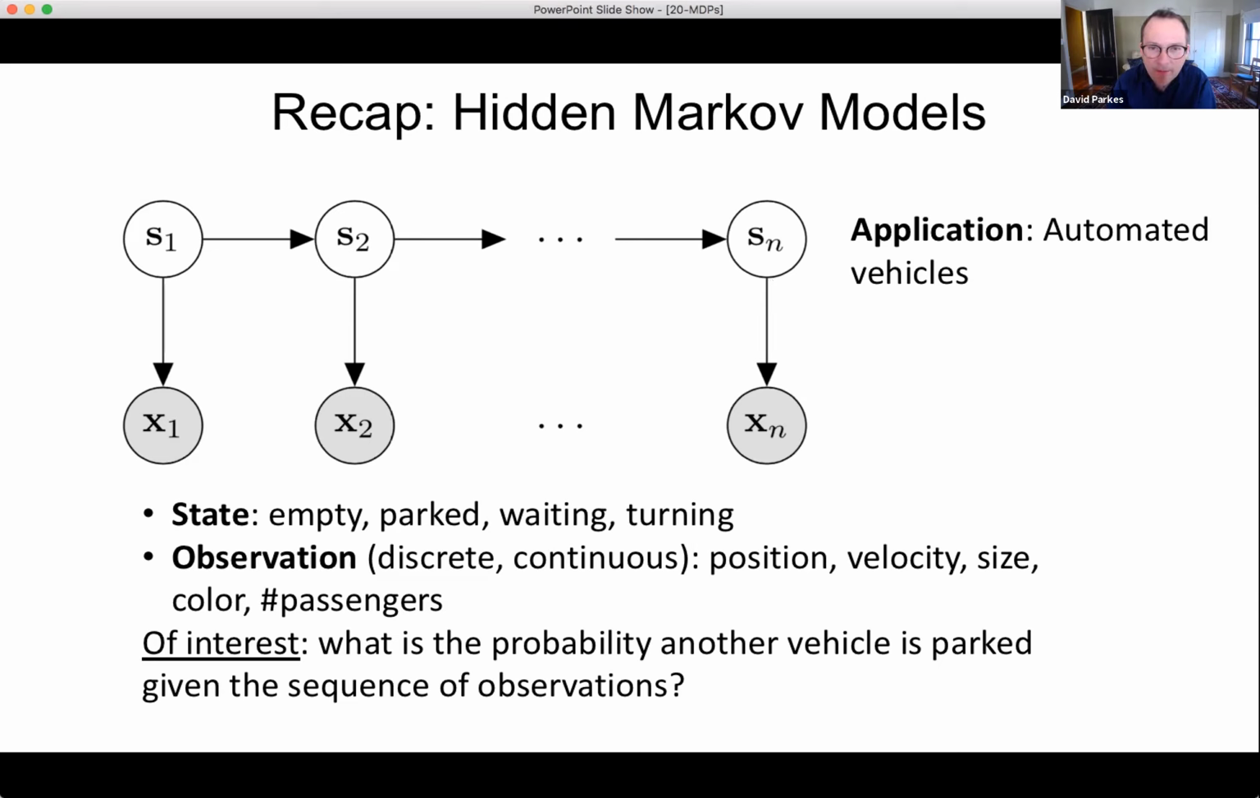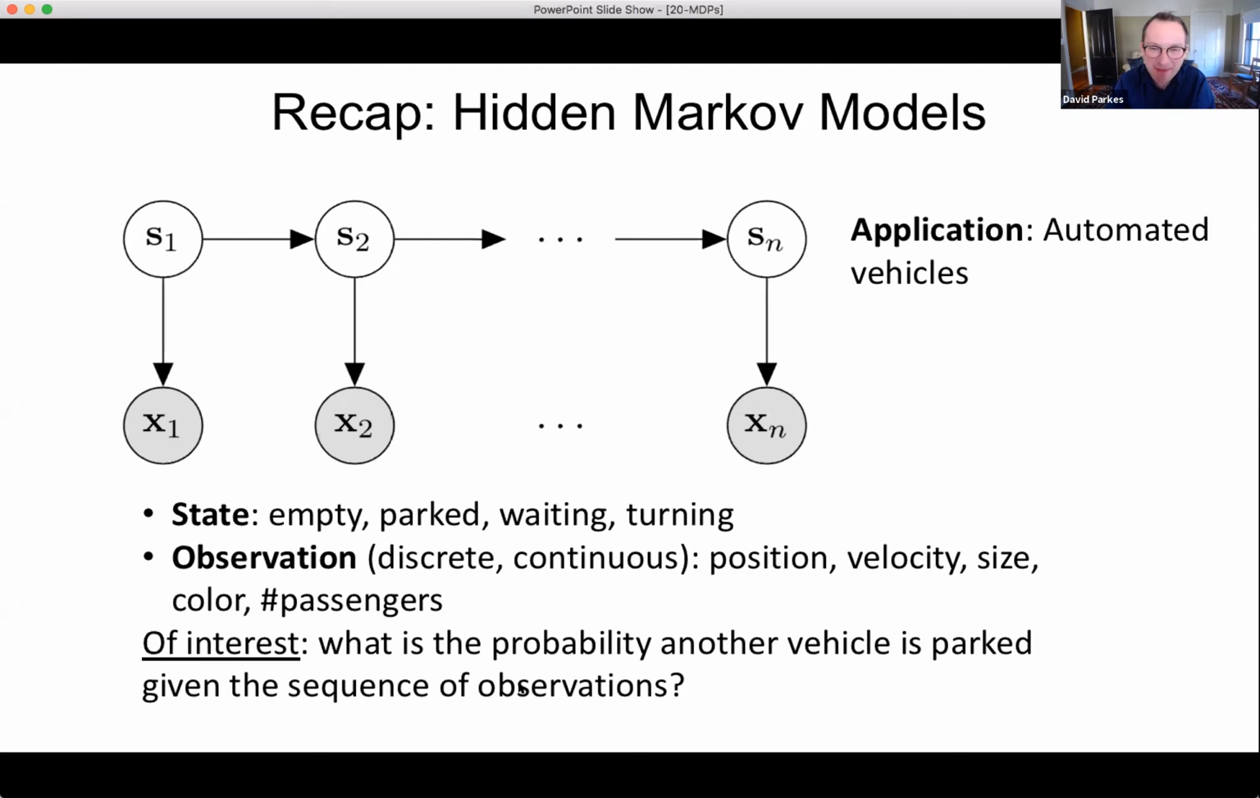One example of using HMMs would be for automated vehicles, where the state of a vehicle is either empty or parked or waiting or turning. And the observations could be things like the position of the vehicle, velocity, size, color, number of passengers. And of interest here, an application of HMMs would be to ask, what is the probability that a vehicle is parked given the sequence of observations?